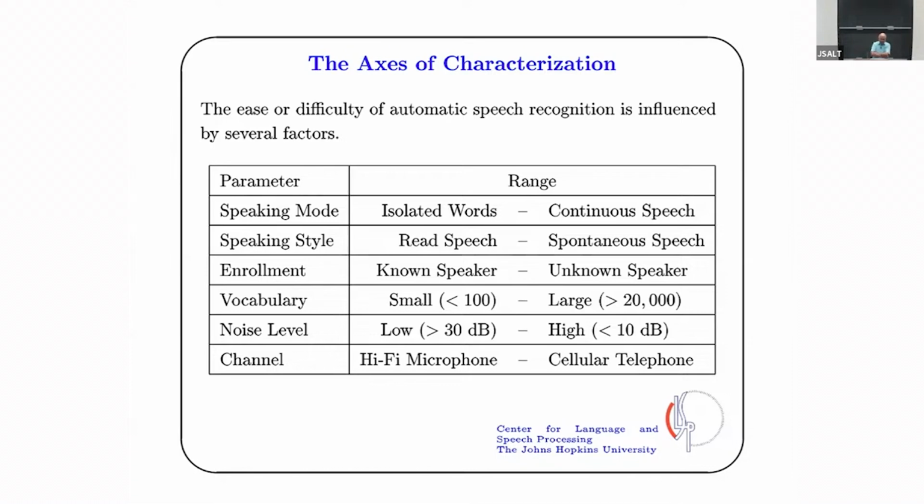Vocabularies. Back when I gave this lecture, 100 was considered small, 20,000 was considered large. Today, even a few thousand would be considered small, maybe 1,000 is considered a small vocabulary today. Computers are just bigger. We can handle more things. And 100,000 or more would be considered large.